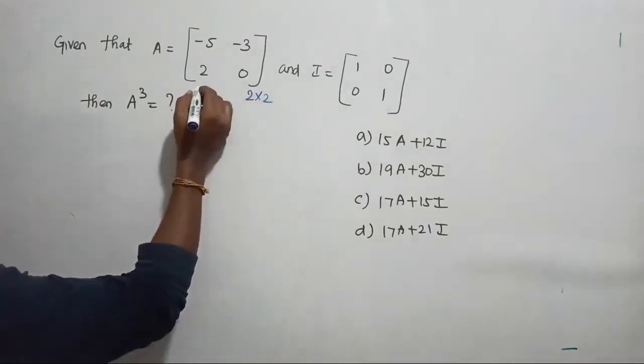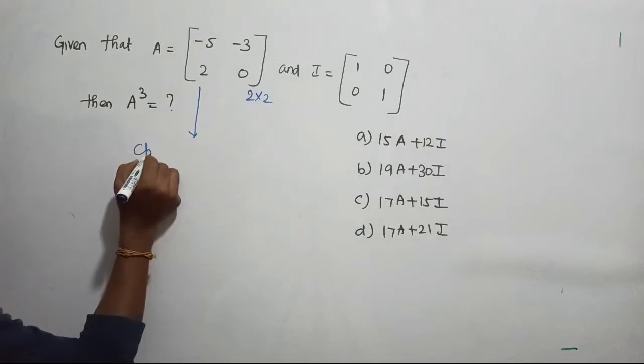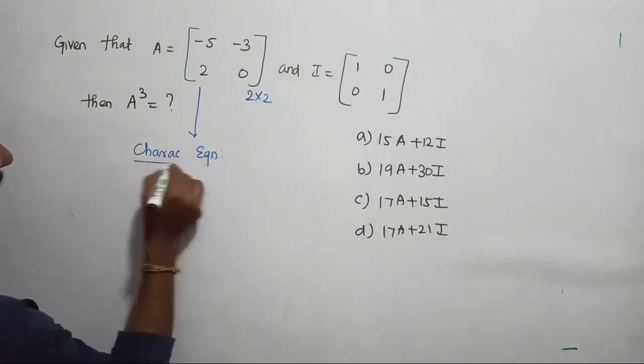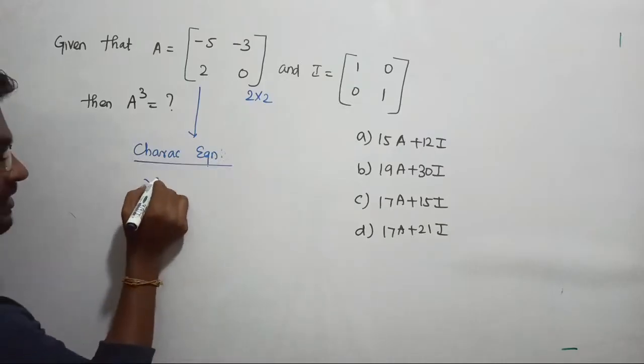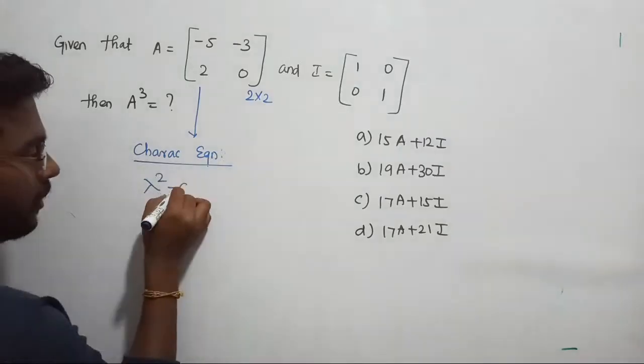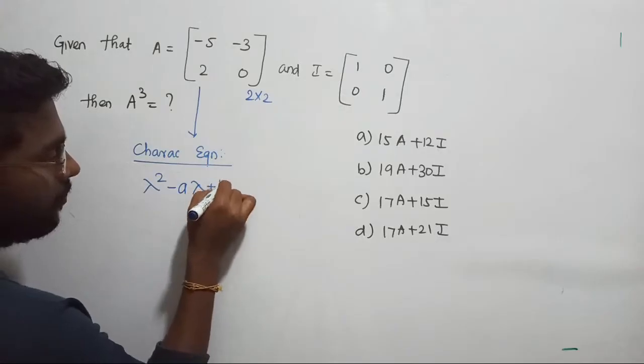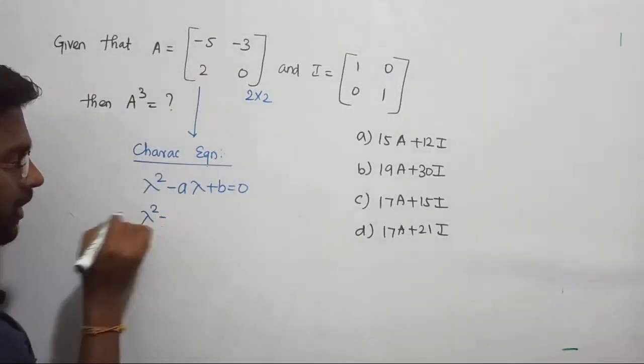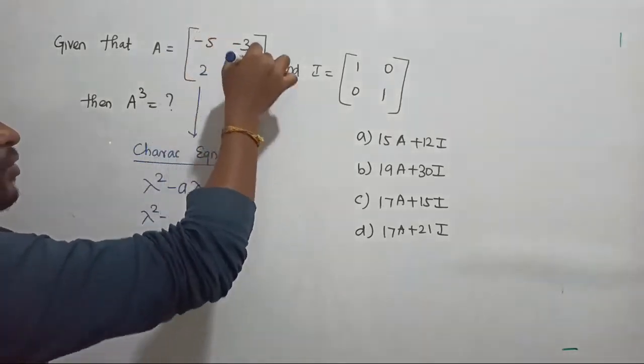Yes, find out the characteristic equation of the 2 cross 2 matrix. That is step number 1. Find the characteristic equation. For a 2 cross 2 matrix, its characteristic equation is lambda square minus a times of lambda plus b equal to 0. Do you agree? Yes. Now here, a is the sum of eigenvalues.